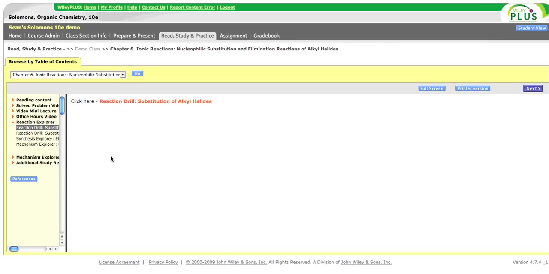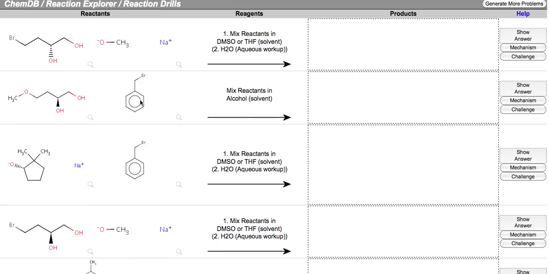What the reaction drill exercises are, when you click on that, is it once again goes to Reaction Explorer. It's a non-graded assignment, but what it does is it gives you just flashcard type reactions. You've got your starting materials, your reagents, and you have to figure out what the product is. You do it on your own, figure out what the product is, and then click the answer.